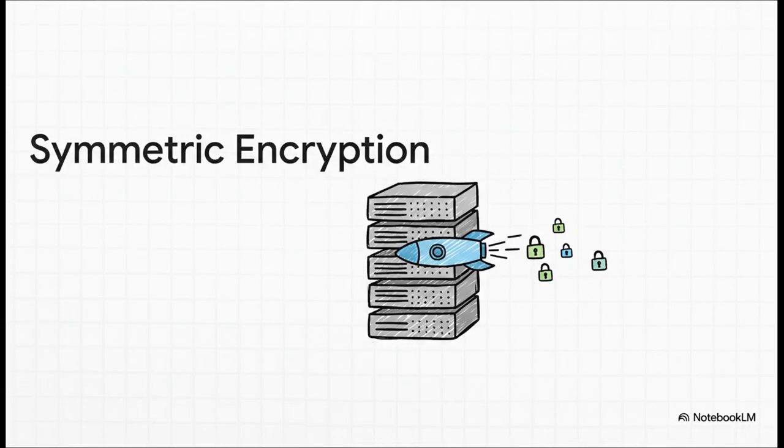Now, the huge advantage of this one-key system is its speed. I mean, it is blazing fast and super efficient. This makes it perfect for encrypting massive amounts of data. We're talking about your entire hard drive, or streaming a huge video file. It's not a heavy lift for your computer. A perfect example is AES, the Advanced Encryption Standard, which is pretty much used everywhere.